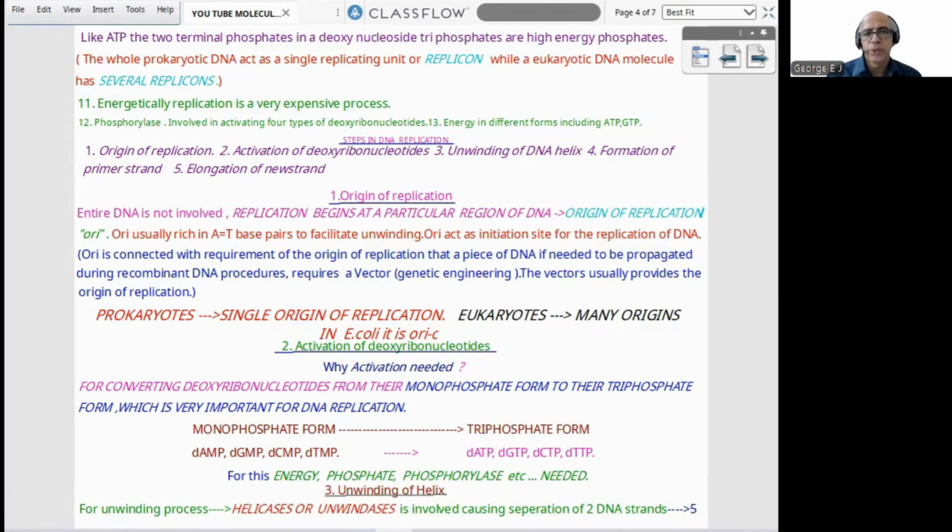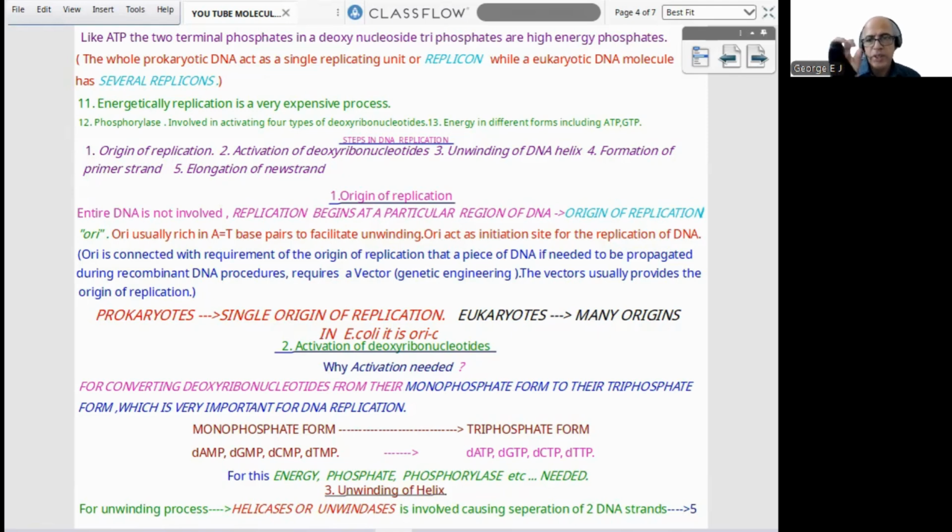Now first is origin of replication. See, remember, in DNA replication, the entire DNA will not be involved. Replication begins at a particular region of DNA. That point is called origin of replication, otherwise called ORI. ORI is usually rich in AT because only 2 hydrogen bonds are involved. So AT base pairs facilitate unwinding. ORI acts as an initiation site for the replication of DNA.